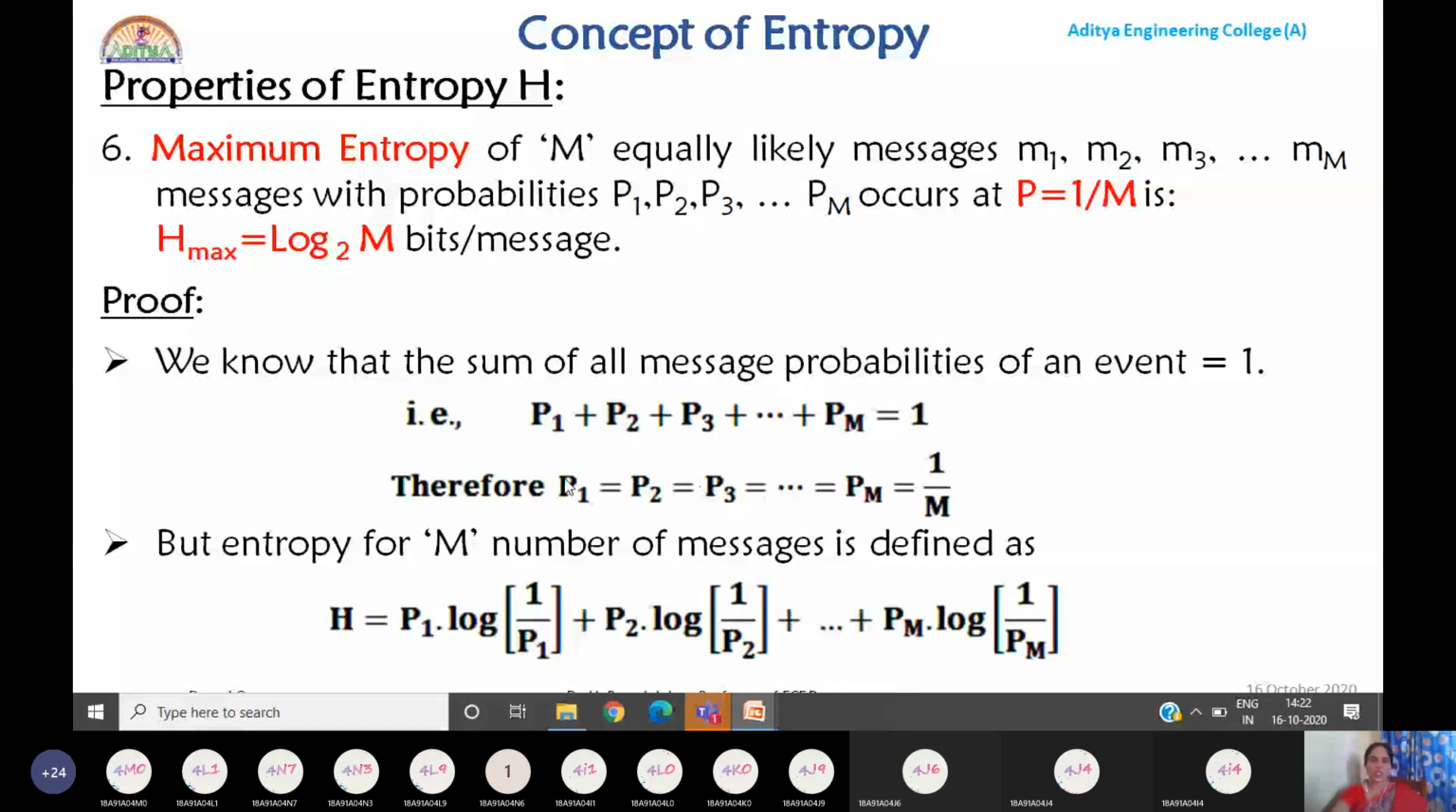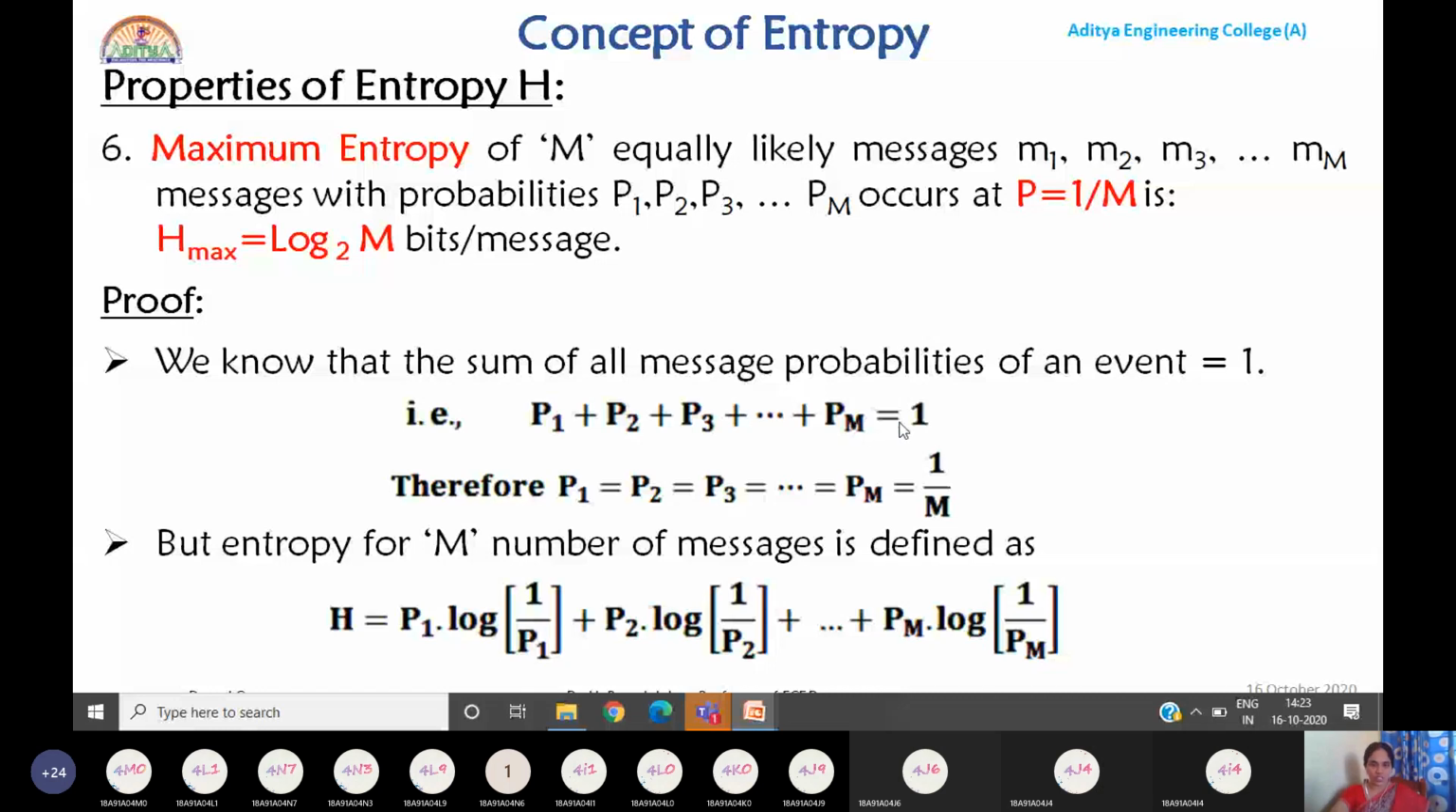So P1, P2, P3 up to Pm, all the values are equal, and each is equal to 1 by m. Why is it equal to 1 by m? We know that the sum of all the message probabilities of an event is 1. So how many messages are there? M messages. So the sum of all the message probabilities, that is P1, P2 and so on up to Pm, is 1.